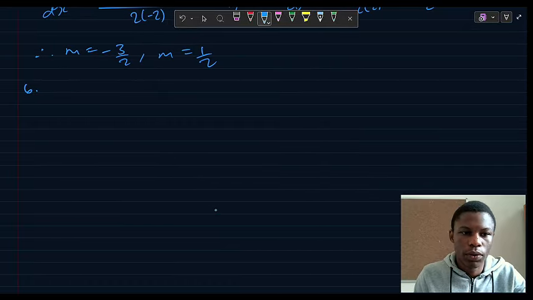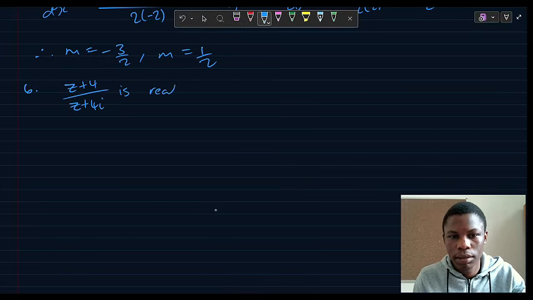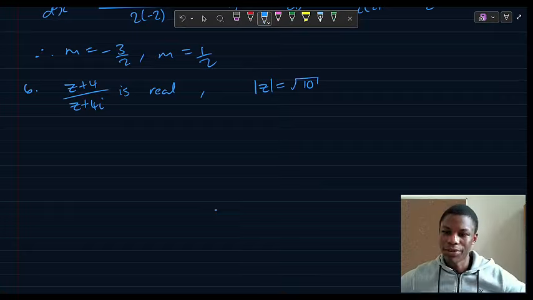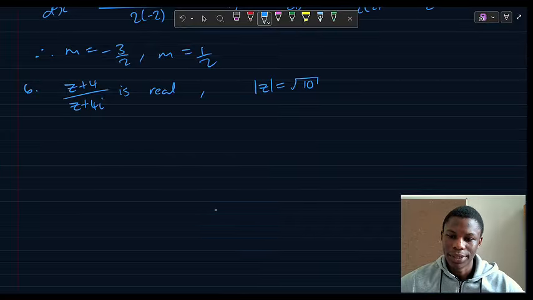Find the complex numbers z for which (z + 4)/(z + 4i) is real and the modulus of z is equal to root 10. Give your answer in the form z = x + iy, where x and y are real.